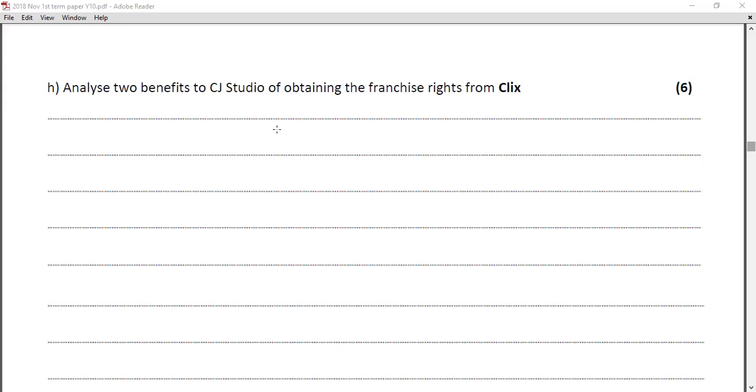If you obtain the franchise, you have a ready-made market. You have to explain like that. As I explained, Clix is an established country. It's a European market. It's an established franchise business. So they can provide this established market, which leads to increased sales, which leads to increased profit.